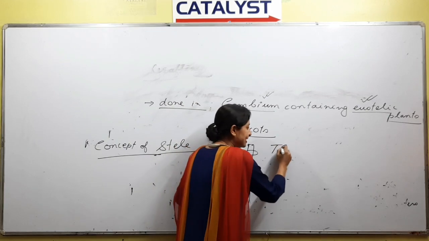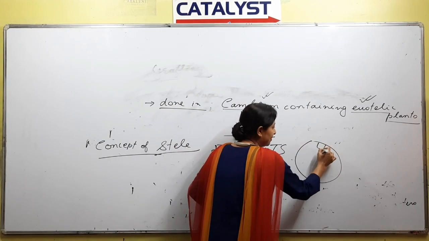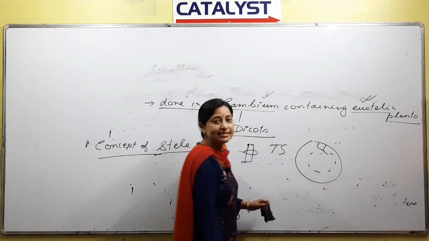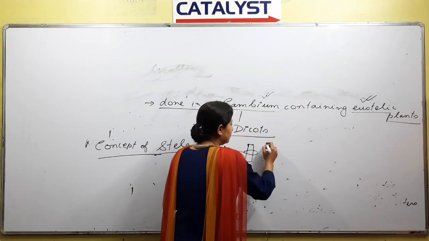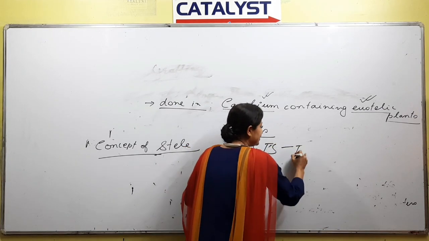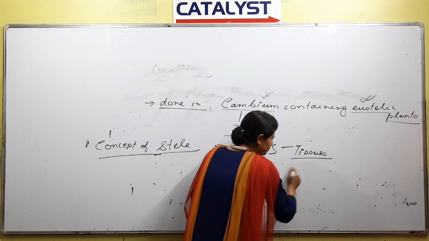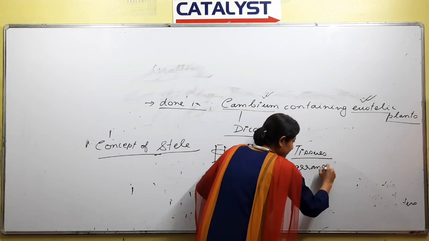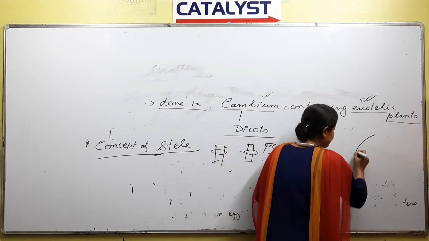So when we cut a TS, we see circle structures, and in them we see cells, or we see certain tissues. And when we are talking about the TS, we see certain tissues, and these tissues always have a proper arrangement. Arrangement means, suppose we are talking about this one, right?